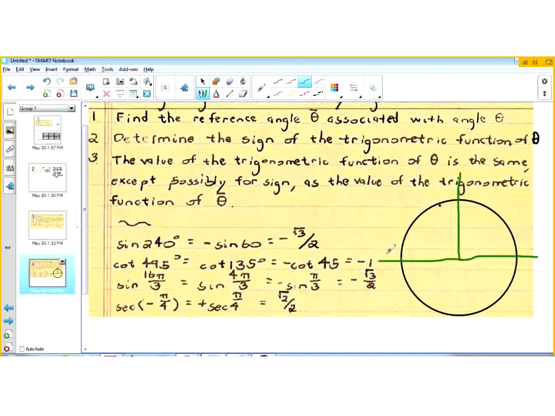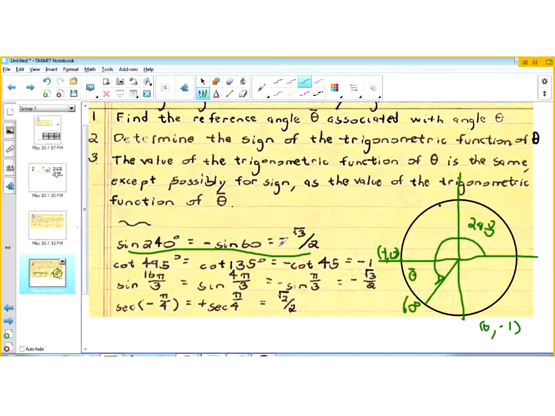And we know right here at the point -1, 0, theta is equal to 180 degrees. And also we know here at the point 0, -1, theta is equal to 270 degrees. So 240 degrees is going to be here. Okay? So this will be 240 degrees. So that means the reference angle, theta bar, is equal to 60 degrees.